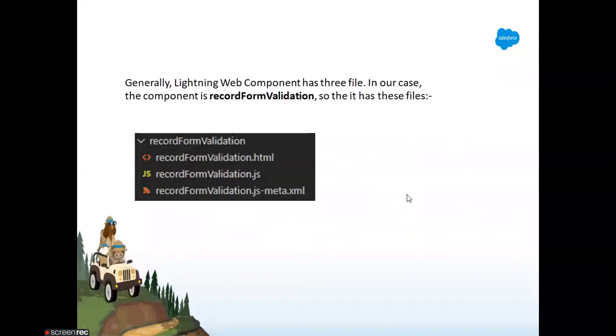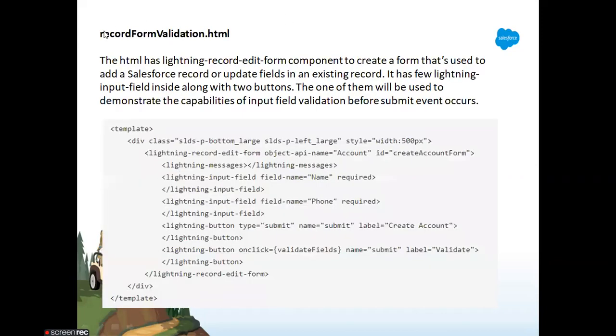So for this, we can simply create a Lightning Web Component. The name of the component we created is record form validation. Whenever we create any component in LWC, it will create three files. The one is your HTML file that contains your UI. The second one is your JS file that contains your logic with the help of JavaScript. And the third one is your metadata file.